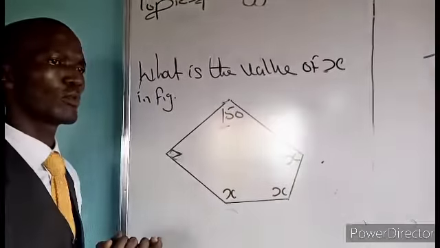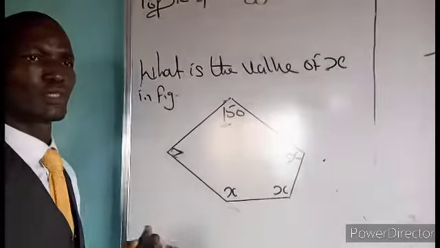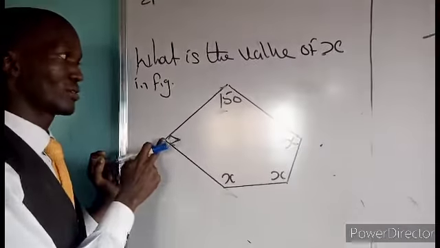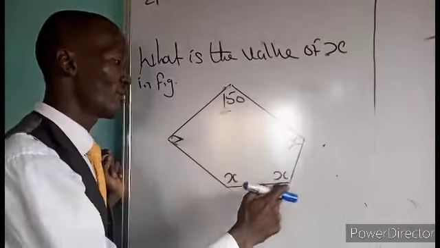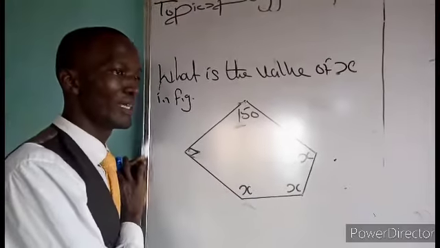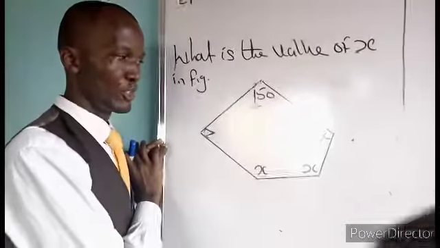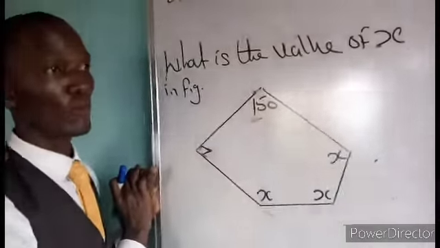The first thing that will come to your mind: what kind of shape is this? First thing, you need to count the edges. One, are you doing the counting? Two, three, four, five. How many sides is that? That's a five-sided shape.